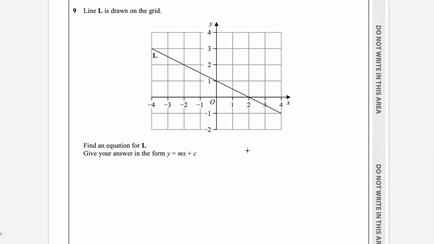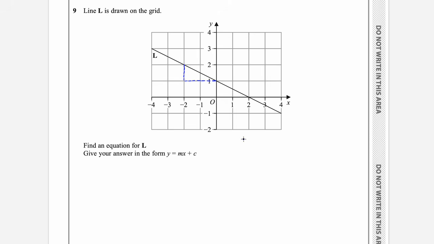Question 9. Find an equation for L. Give your answer in this form. Okay, so I need, guys, the gradient. The gradient is the rise over the run. So you can just look at it here. There's 2 boxes for a run and 1 box for a rise. Be careful of the scale, but the scale is the same, so it's fine.